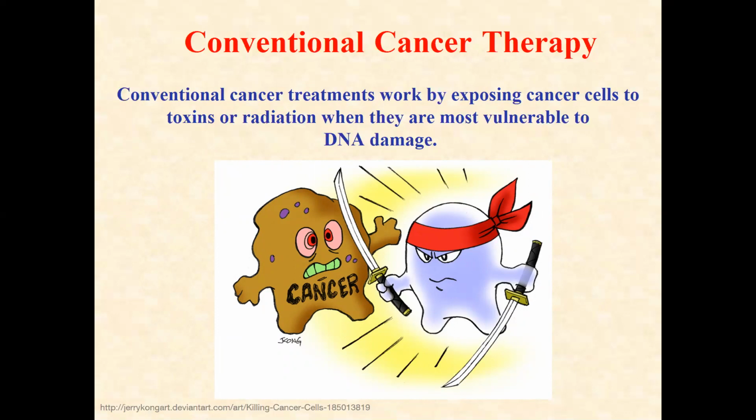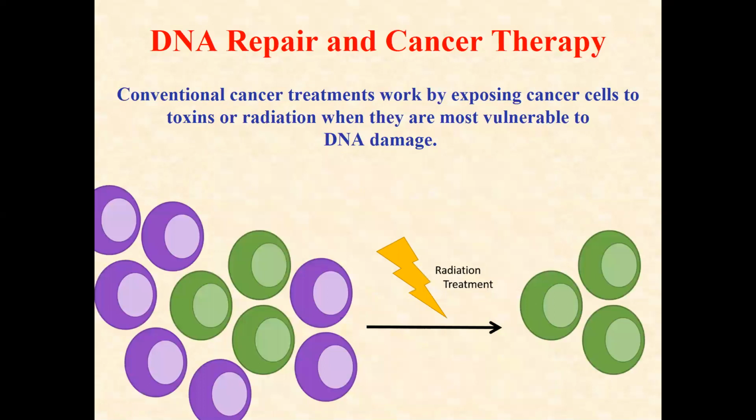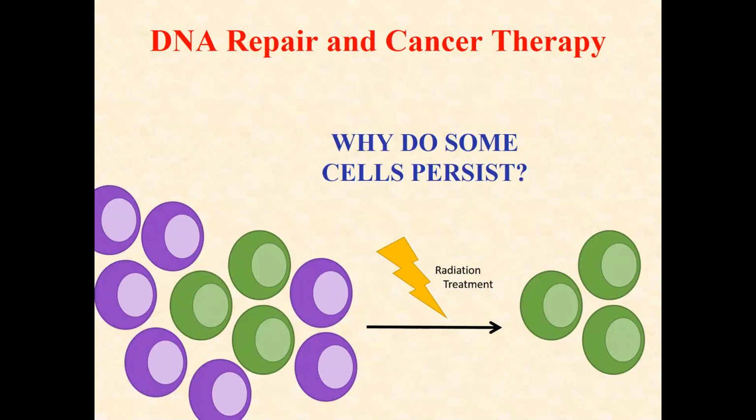So let's look at an example. Here, the purple cells and green cells represent cancer cells. A patient with colorectal cancer undergoes conventional cancer treatment such as radiation therapy, and this results in the death of all of the purple cells. The green cells, however, persist. How can some cells not die following a conventional cancer therapy?